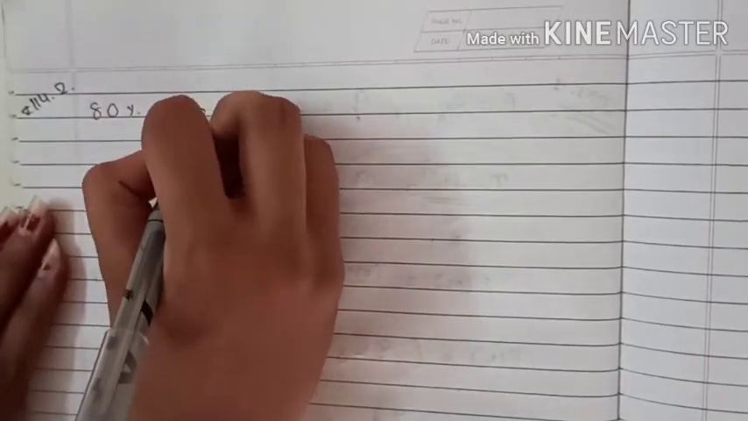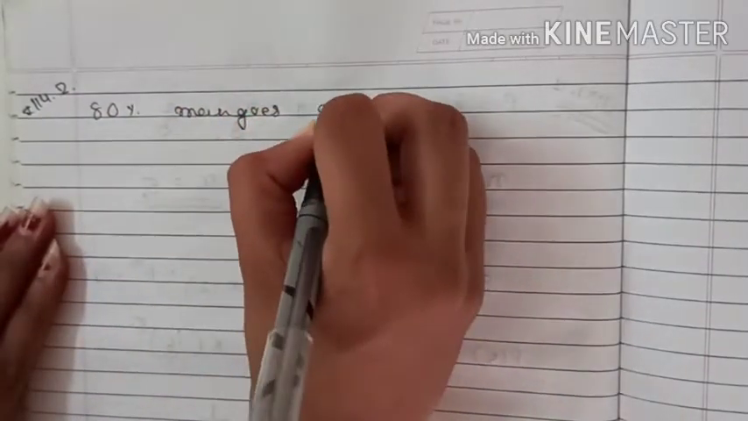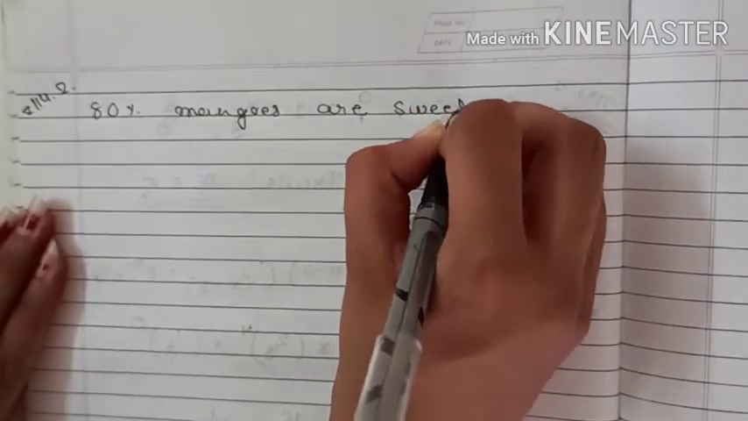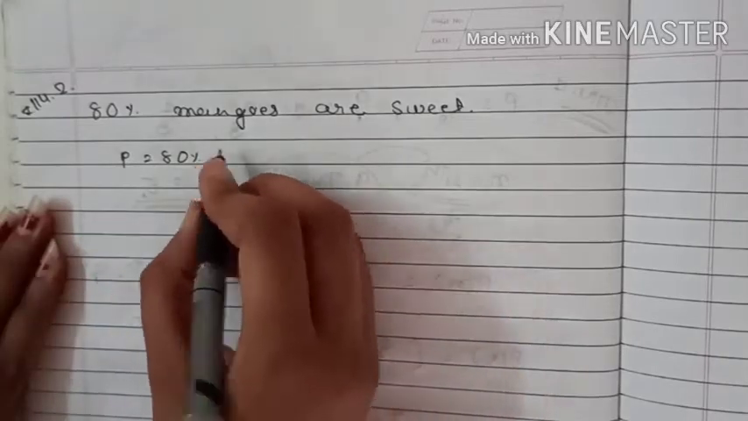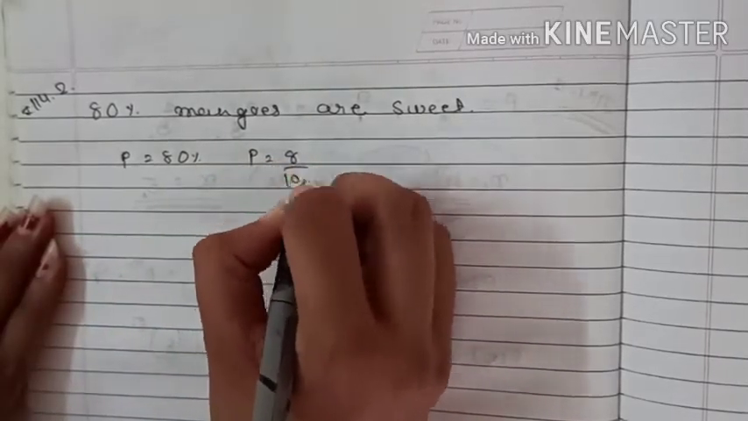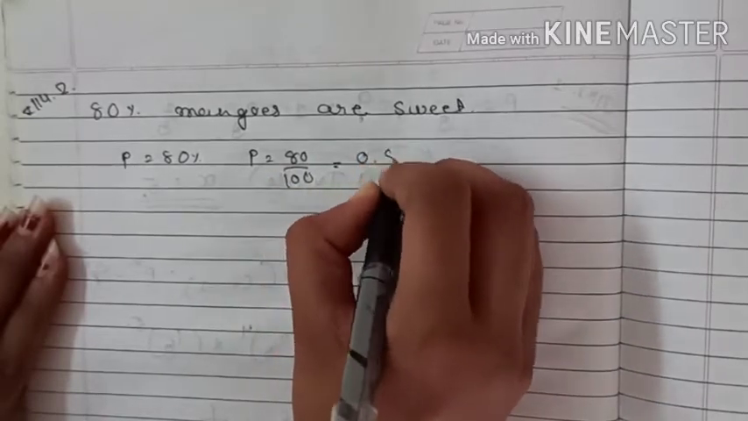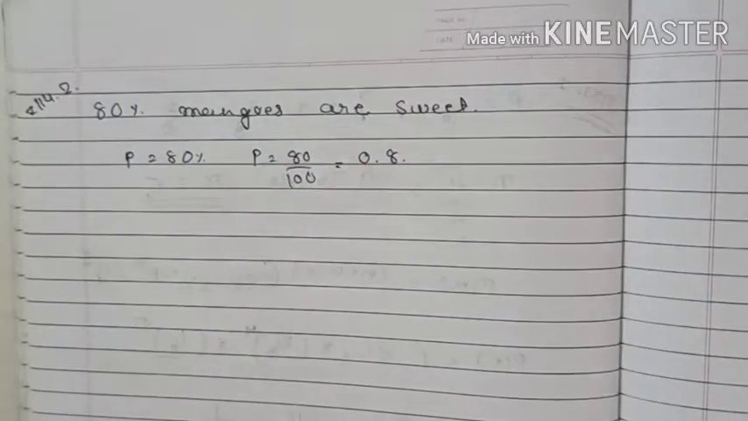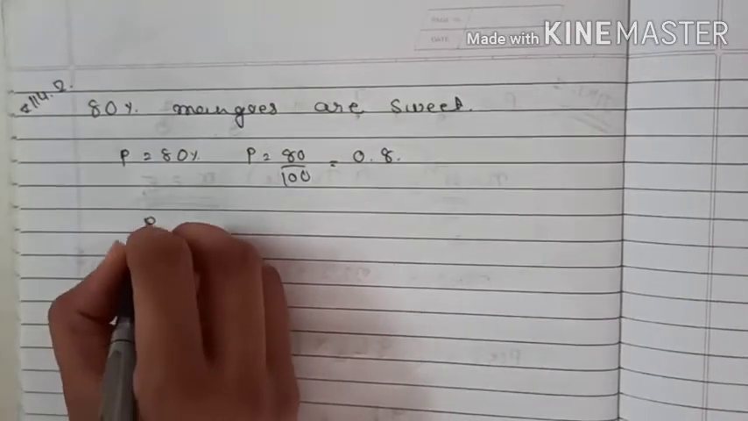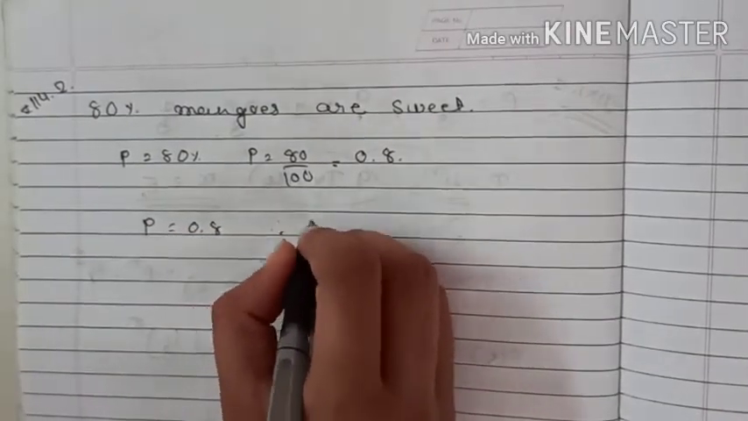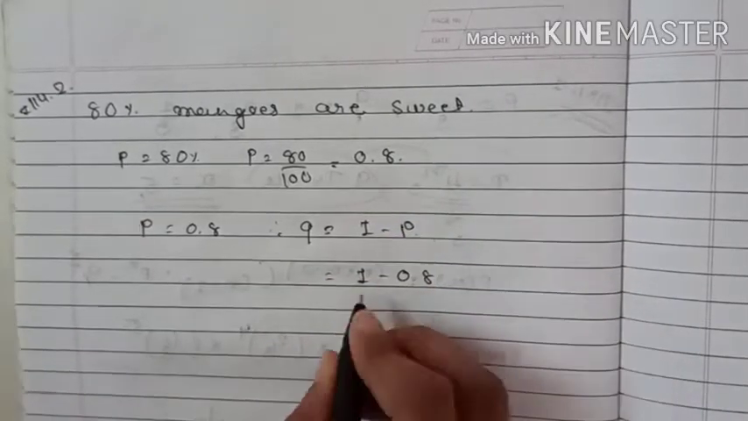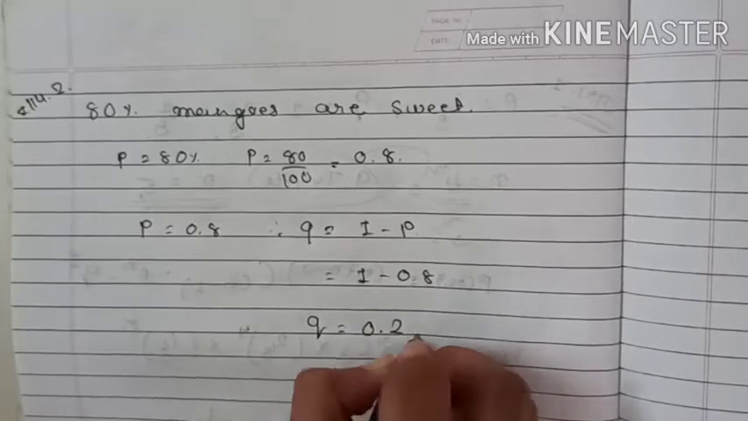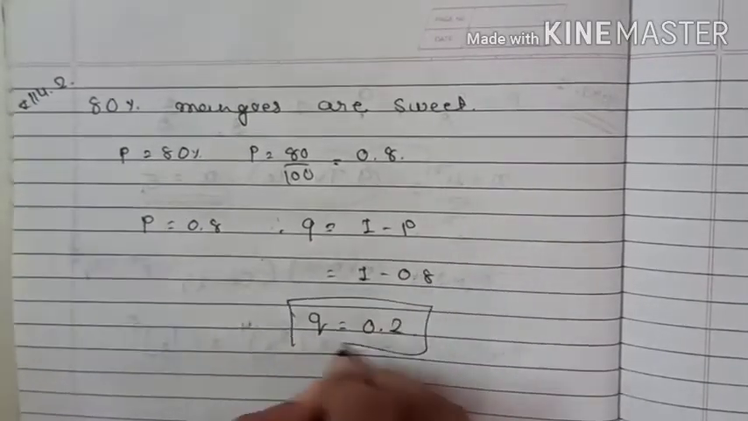What is given? 80% mangoes are sweet. Right? So P is equal to 80%. How we can write 80%? P is equal to 80 upon 100. So 0.8. Right? So P is equal to 0.8. Then Q will become 1 minus P. So 1 minus 0.8, Q will become 0.2. Right? So Q will become 0.2.